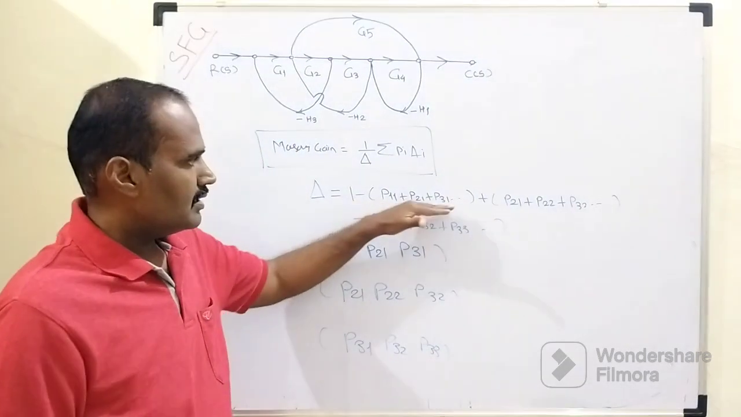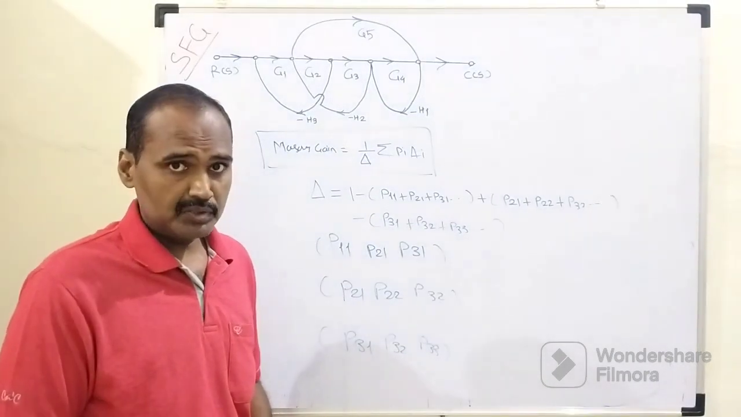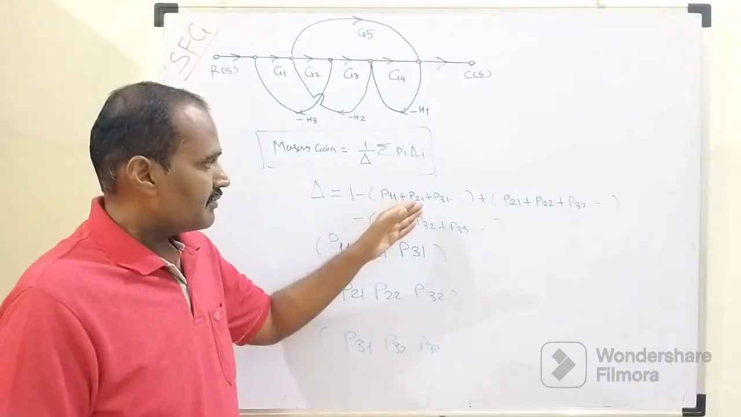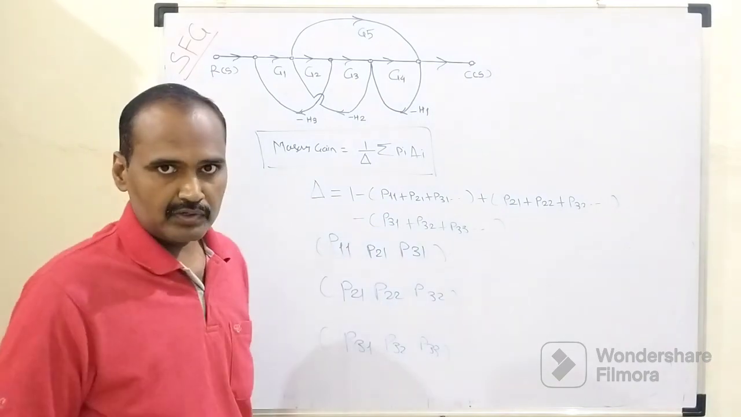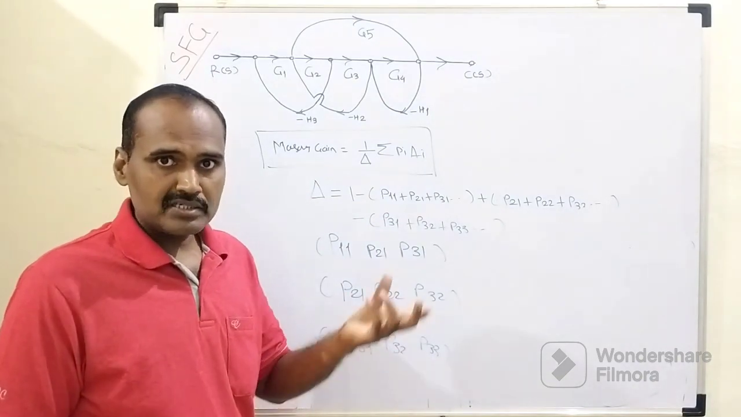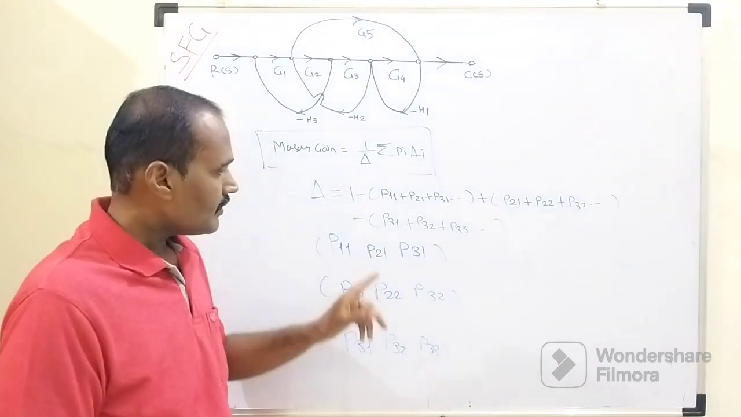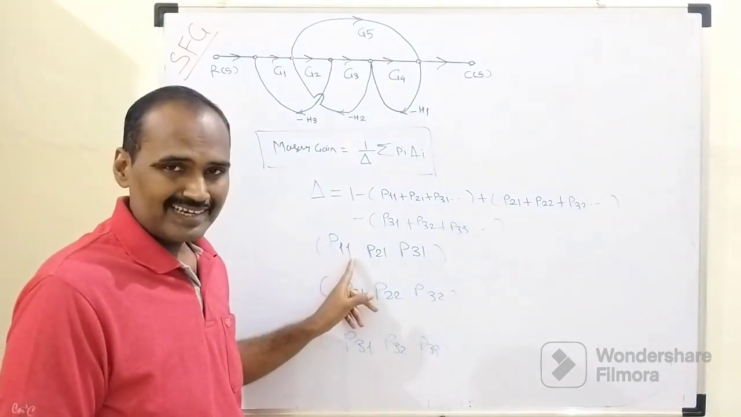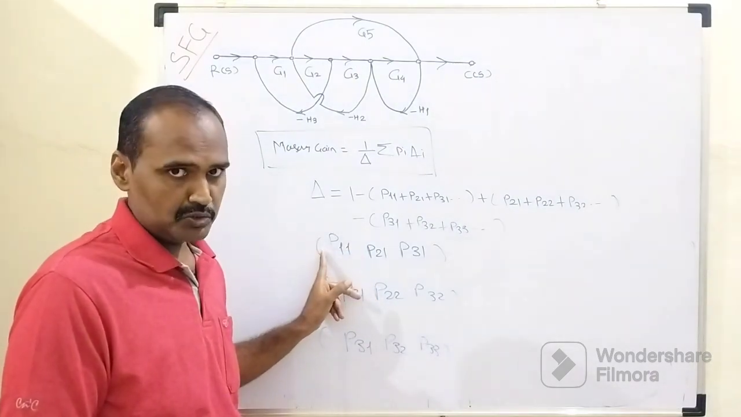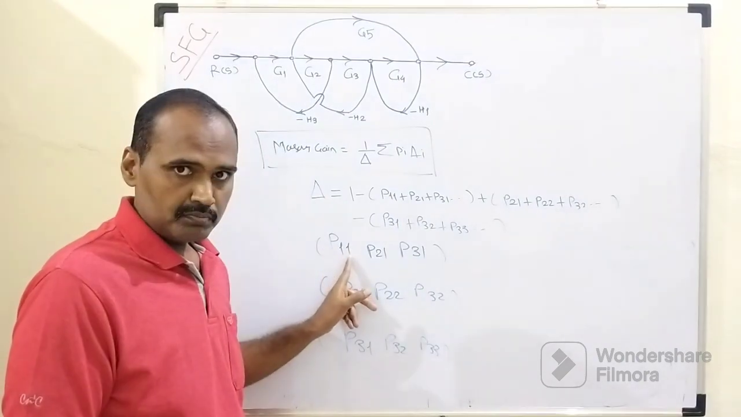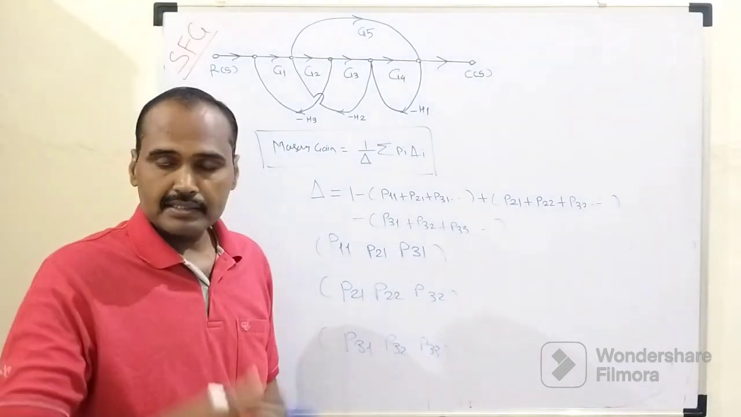As far as the first parenthesis is concerned, in order to decide the desired value of the system determinant, this P11, P21, P31 along with the addition sign, this whole term stands for the summation of individual loop gains of the signal flow graph representation. This P11 can be called the first individual loop. P stands for the individual loop. P21 stands for the second individual loop. P31 stands for the third individual loop.